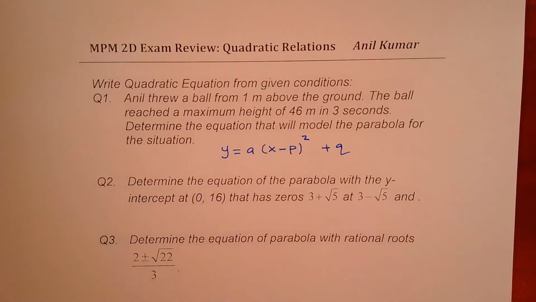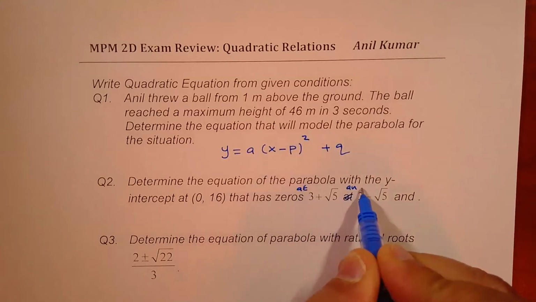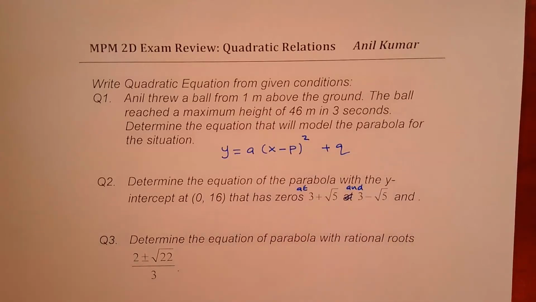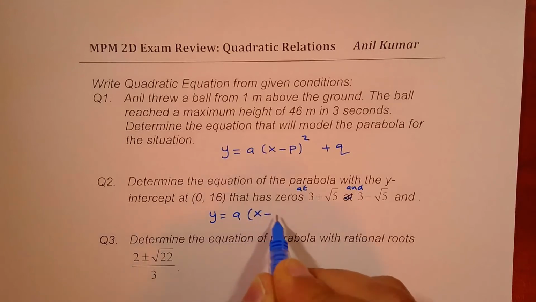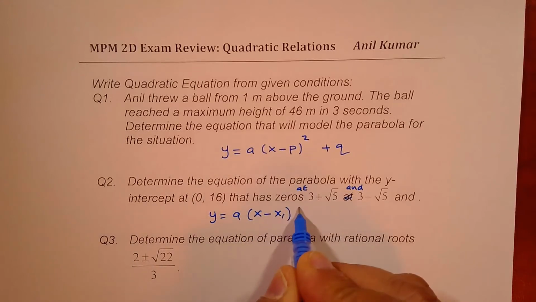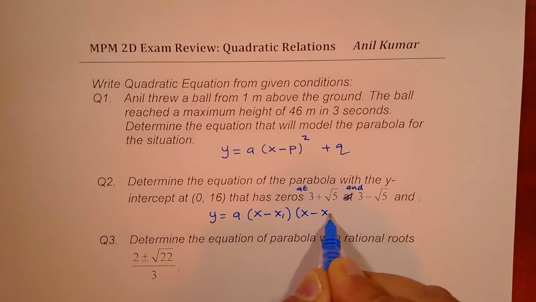Question number 2. Determine the equation of a parabola with y-intercept at (0, 16) that has zeros at 3 plus square root 5 and 3 minus square root 5. So if you are given the zeros, then the best form is factored form, right? Which is (x minus x1), the first factor, times (x minus x2), the second factor.